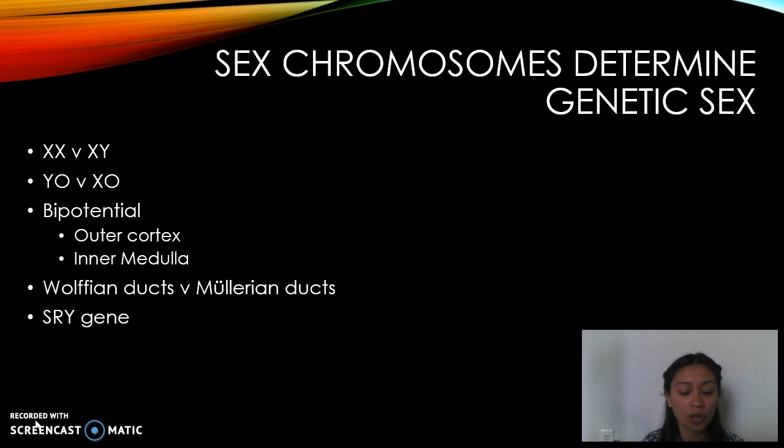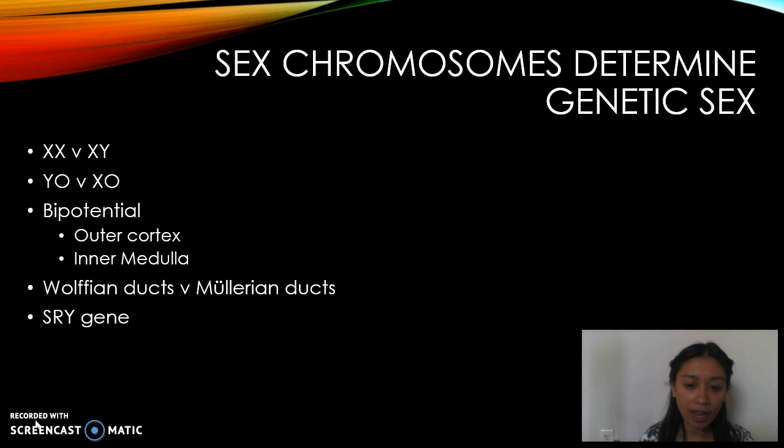A genetic female will consist of two X chromosomes, one X chromosome from each parent, and a genetic male will be composed of both an X and a Y chromosome. The Y chromosome will come from dad, and the X chromosome will come from mom. This Y chromosome is actually necessary for the development of male reproductive organs, and therefore its presence or absence will determine whether development will continue along the male or the female lines.